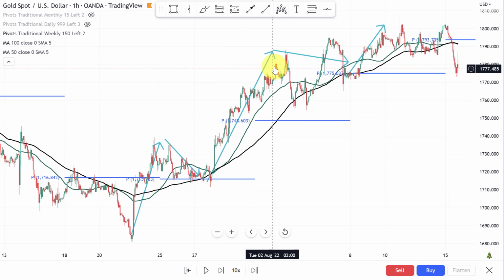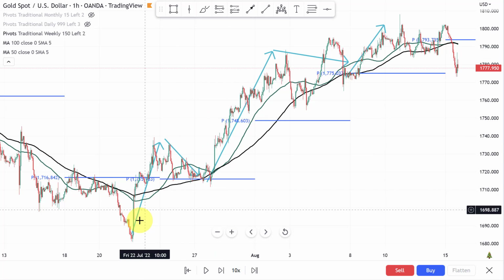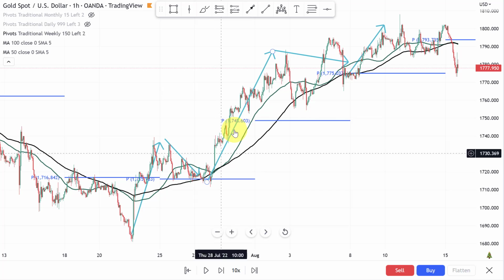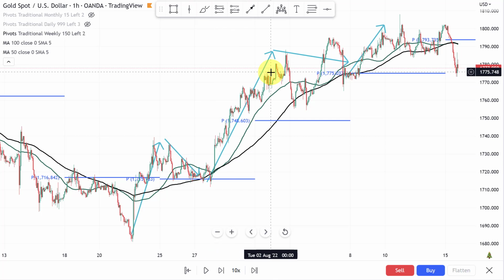Then we have our next impulsive wave. Impulsive wave 3 is usually the largest one. This is the first one where we are just rolling over from a downtrend into a new trend. Wave 3 is then where we have the biggest participation.